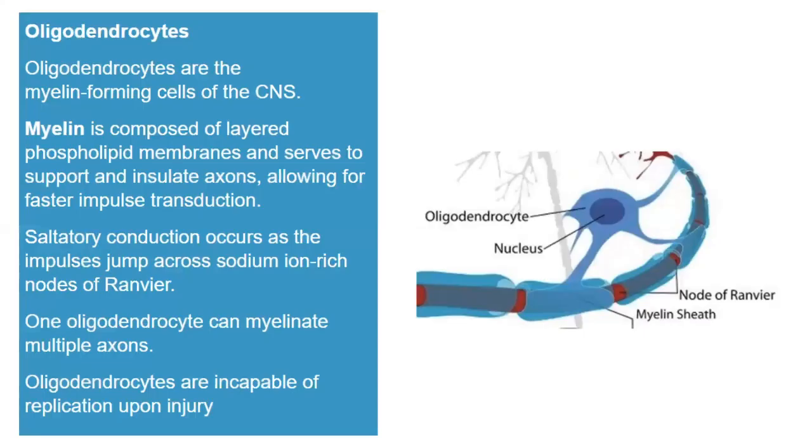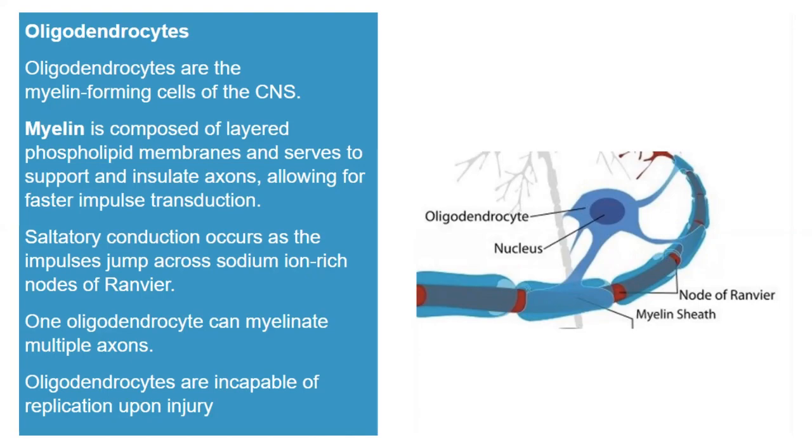Then oligodendrocytes. These are the myelin forming cells of the CNS. Myelin is composed of layered phospholipid membrane and serves to support and insulate axons, allowing for faster impulse transduction. Saltatory conduction occurs as the impulses jump across sodium ion rich nodes of Ranvier. One oligodendrocyte can myelinate multiple axons. Oligodendrocytes are incapable of replication upon injury.